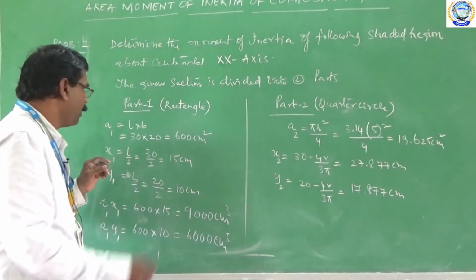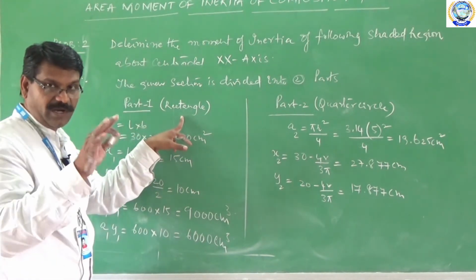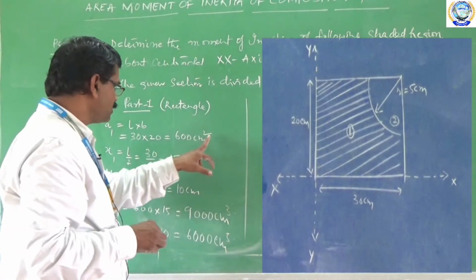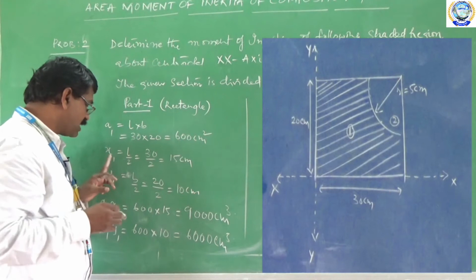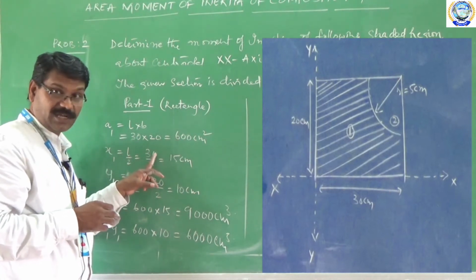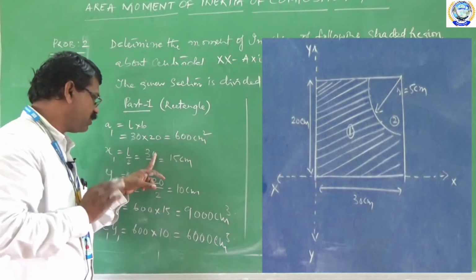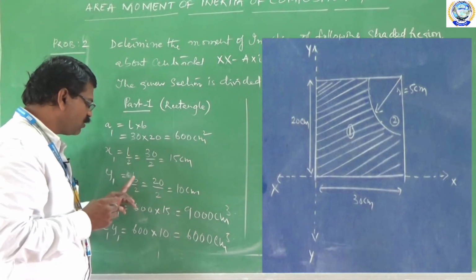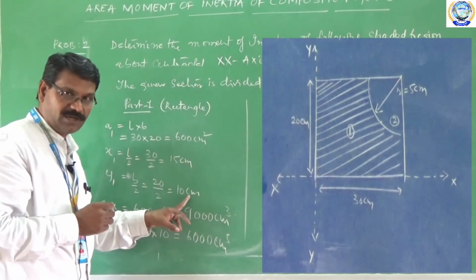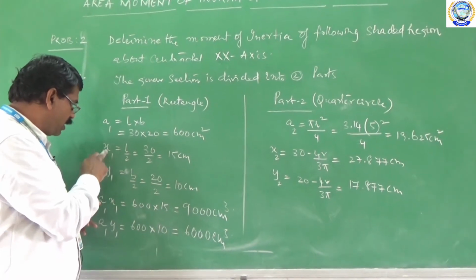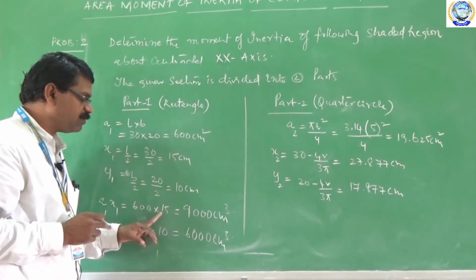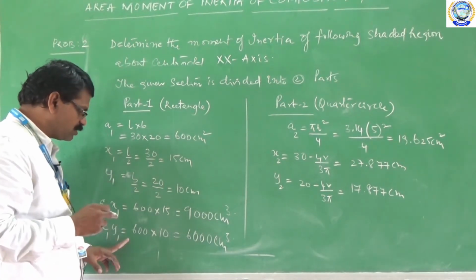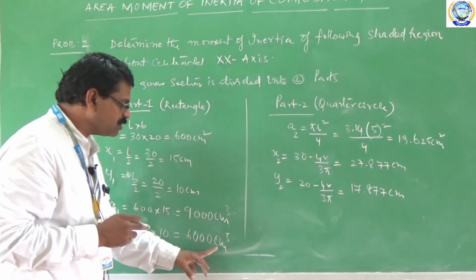How to do this problem? The first part is the rectangle. To find the area, we have a standard formula A1 is equal to L into B, that is equal to 30 into 20, which is equal to 600 centimeter square. And the coordinate x1 is equal to L by 2, that is 30 by 2, which is equal to 15 centimeters. Y1 is equal to B by 2, that is 20 by 2, that is equal to 10 centimeters. Using x1 and A1, we find A1 x1, that is equal to 600 into 15 is equal to 9000 centimeter cube. Using y1 and A1, we find A1 y1, that is equal to 600 into 10, which is equal to 6000 centimeter cube.